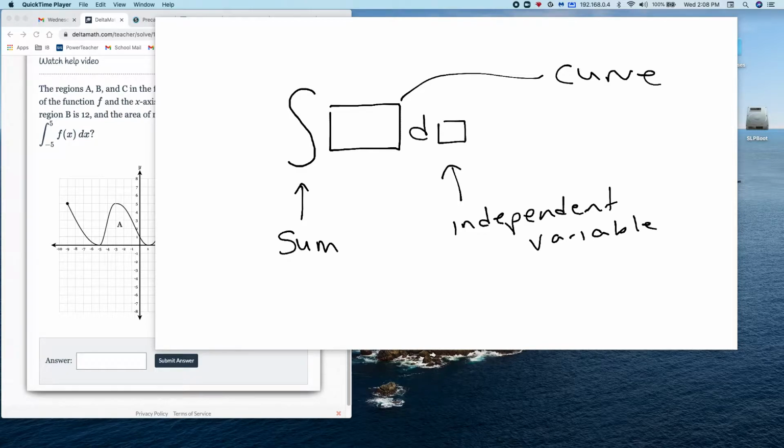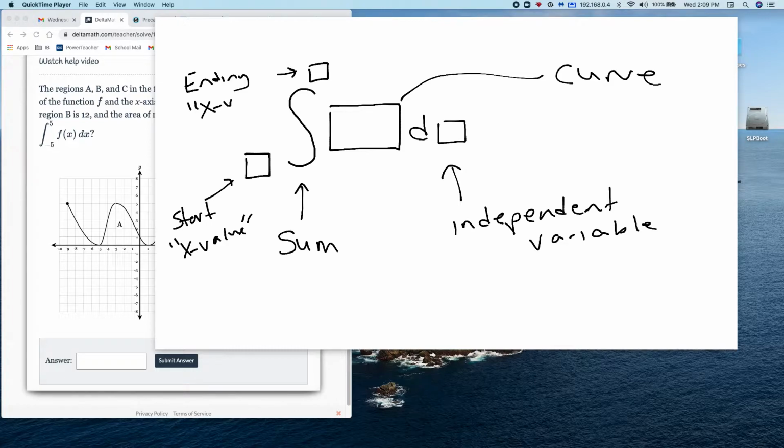Then there are two other things that you're going to see. You're going to see a number at the bottom, which is the starting x value. Think about that as a starting independent variable. And then you're going to have a box up at the top, and that's going to be the ending independent variable, so the ending x value, or t value, whatever it is. So it defines a region.